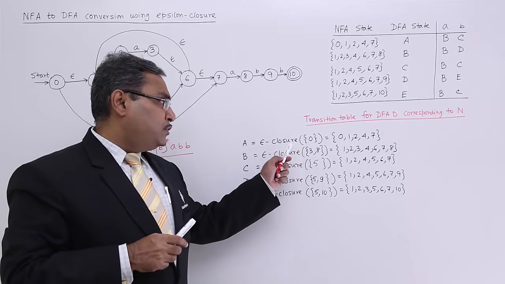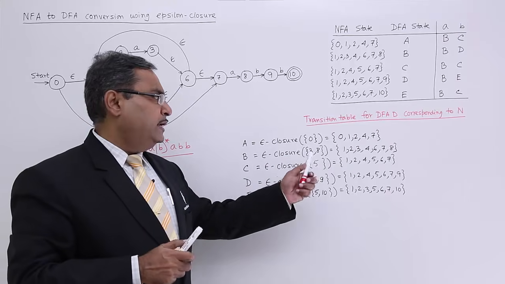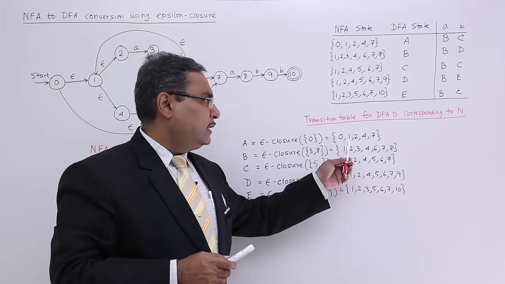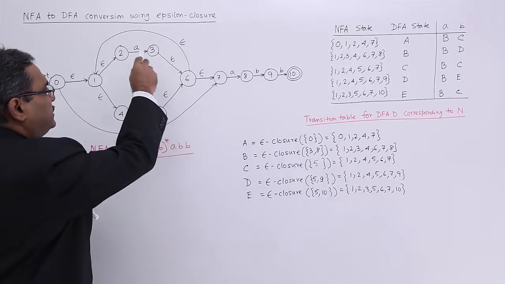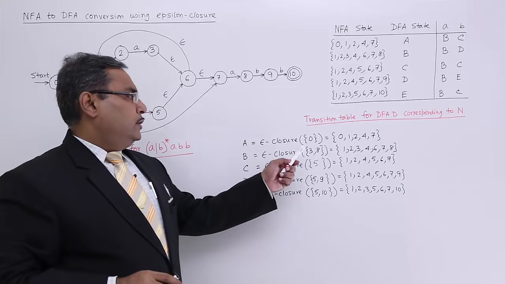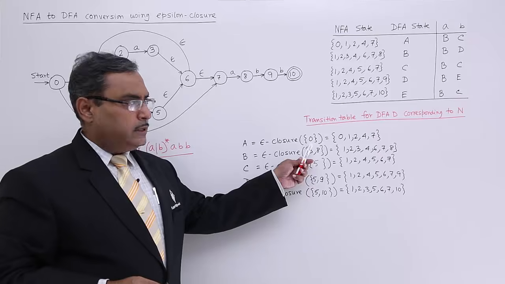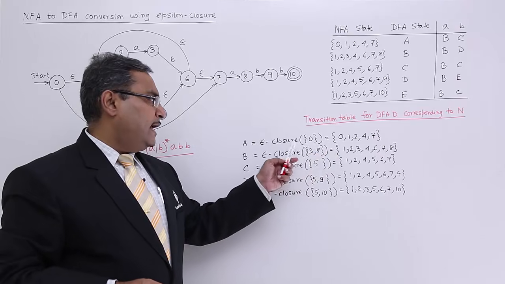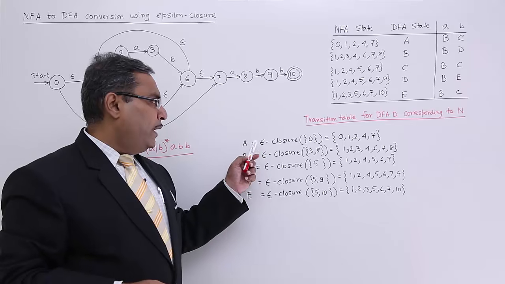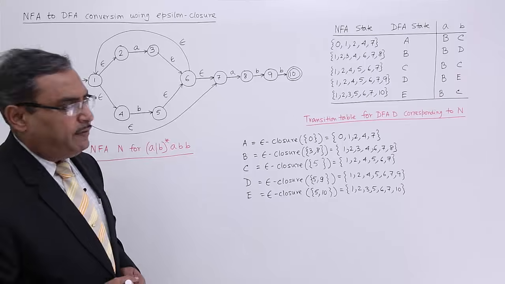What is the epsilon closure? It is nothing but a collection of different states, the states 0, 1, 2, 4, 7, which are the corresponding state numbers. Whenever you are calculating epsilon closure of a certain state number, that state number has to be included. So, as we were calculating epsilon closure of 0, 0 has come in the given set.